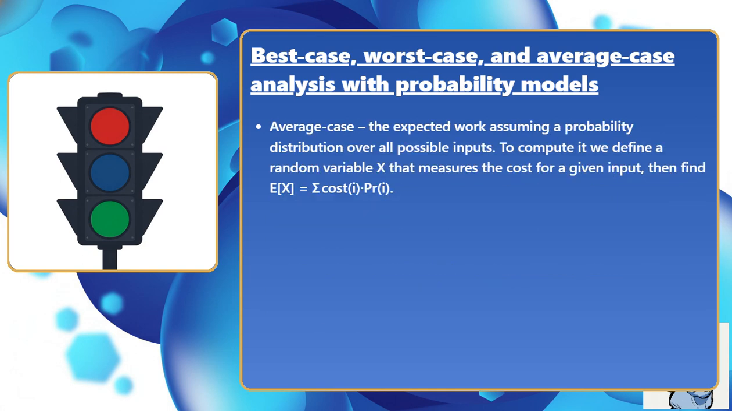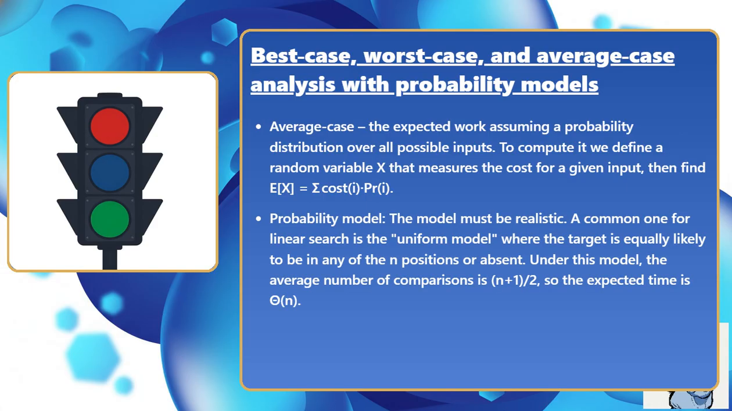Average case, the expected work assuming a probability distribution over all possible inputs. To compute it, we define a random variable x that measures the cost for a given input. Then find the expected value of x equals sigma of cost of I times probability of I. Probability model. The model must be realistic. A common one for linear search is the uniform model where the target is equally likely to be in any of the n positions or absent. Under this model, the average number of comparisons is n plus 1 over 2, so the expected time is theta of n.